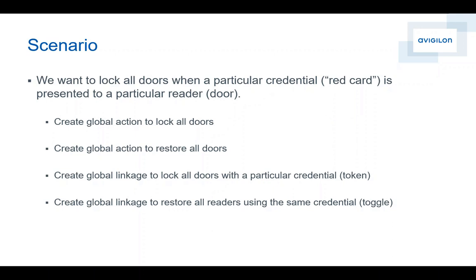Once that is completed, then we're going to create a global linkage to lock all doors based on a particular credential. And then we'll create another global linkage to restore all doors using that same credential when presented to a particular reader. So let's go ahead and switch to ACM, to the software, and let's start the programming.